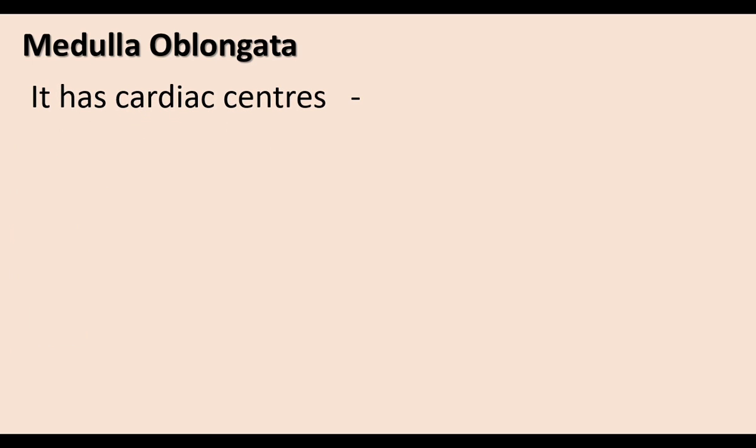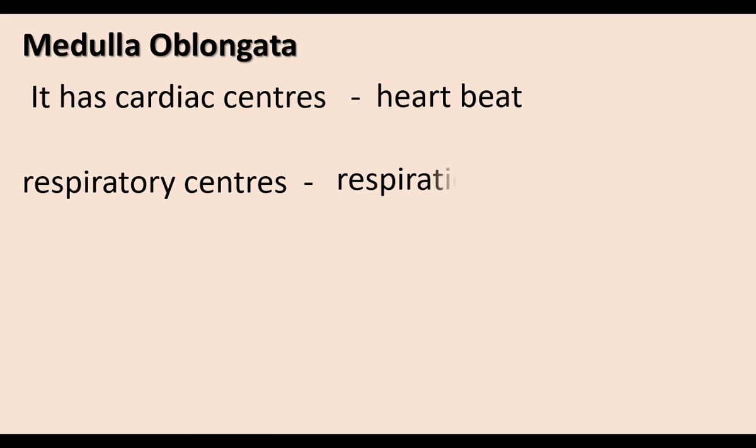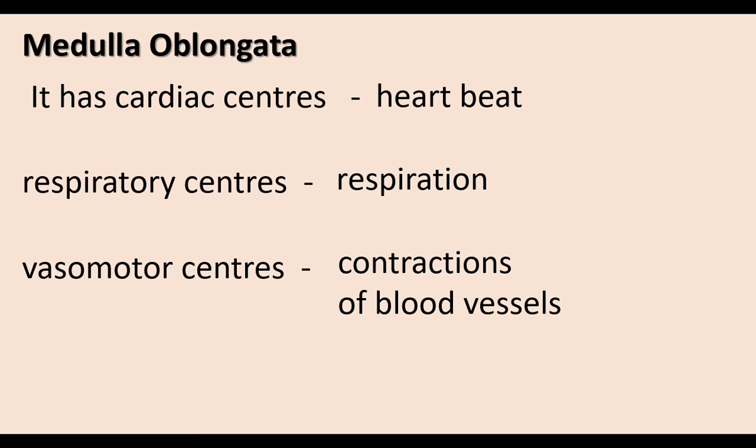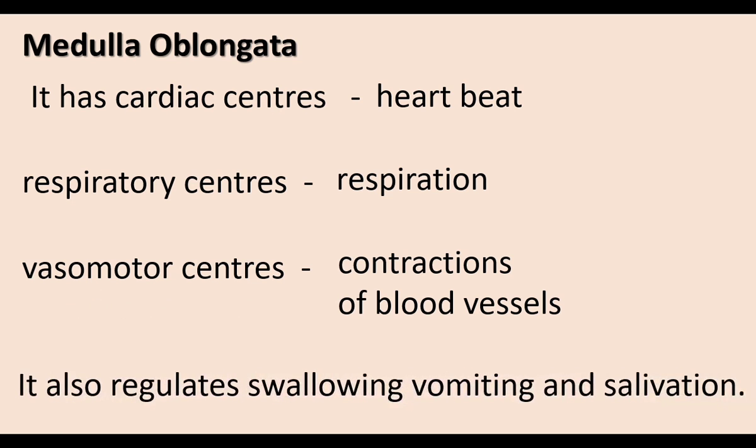Medulla oblongata has various centers. These centers control involuntary activities. It has cardiac center. The cardiac center controls heartbeat. Respiratory center controls breathing. Vasomotor centers control the contraction of blood vessels. It also regulates swallowing, vomiting and salivation.